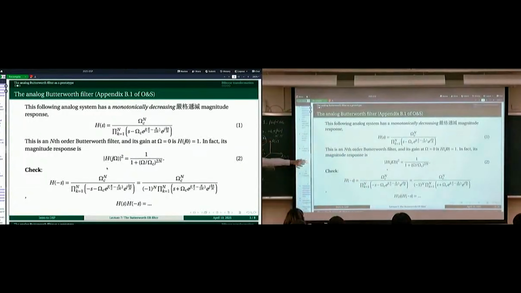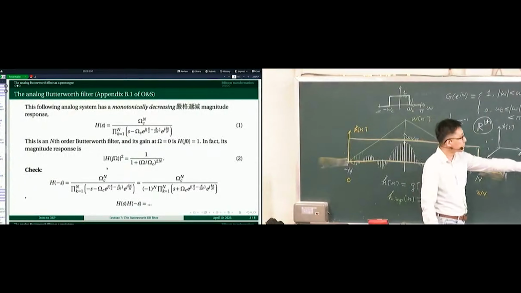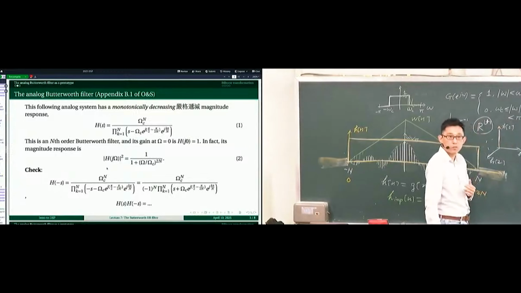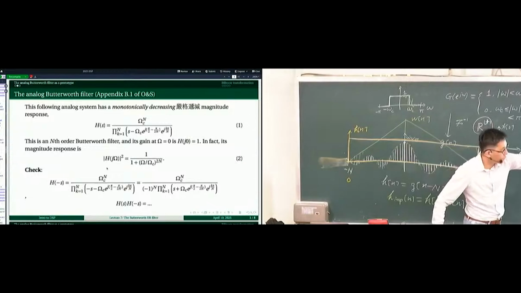So we'll make a sketch first, next week when we come back. Make a sketch. Make sure to understand that this is a nice looking monotonically decreasing magnitude response. Even though this looks strange, this looks beautiful but also strange.